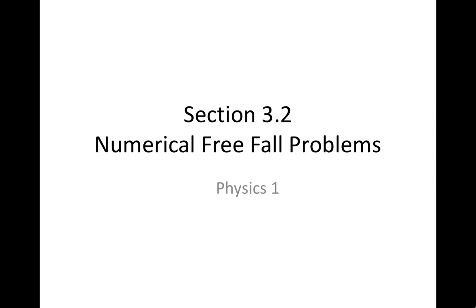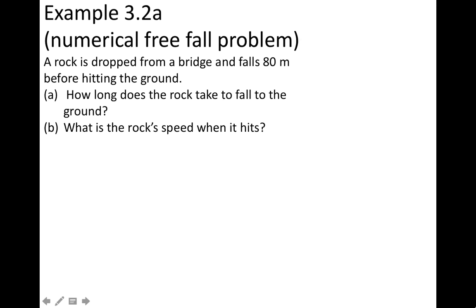In section 3.2, I'm going to do some examples of numerical freefall problems. In this example, we have a rock dropped from a bridge that falls 80 meters before hitting the ground. Part A asks, how long does the rock take to fall to the ground? And part B asks, what is the rock's speed when it hits?